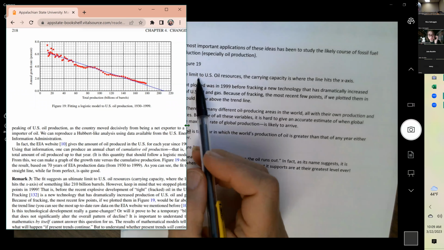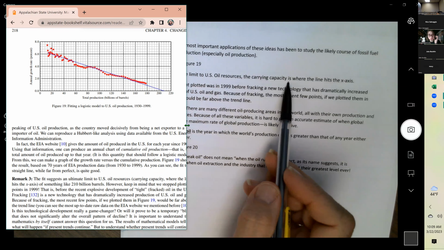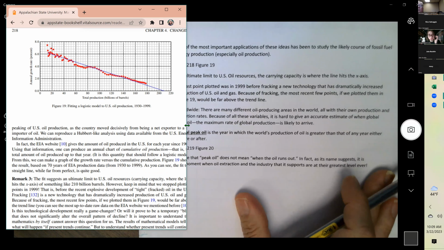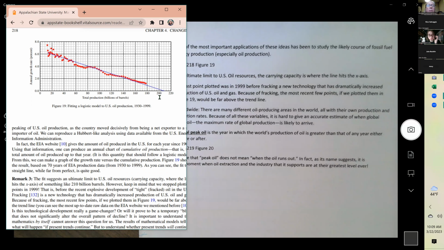The ultimate limit to U.S. oil resources, the carrying capacity, is where the line hits the x-axis because you've run out. And so this one, let's see, it's around 210. Maybe a little less, but about 210. And it's in billions. So we have approximately 210 billion barrels of oil, and then we will run out.